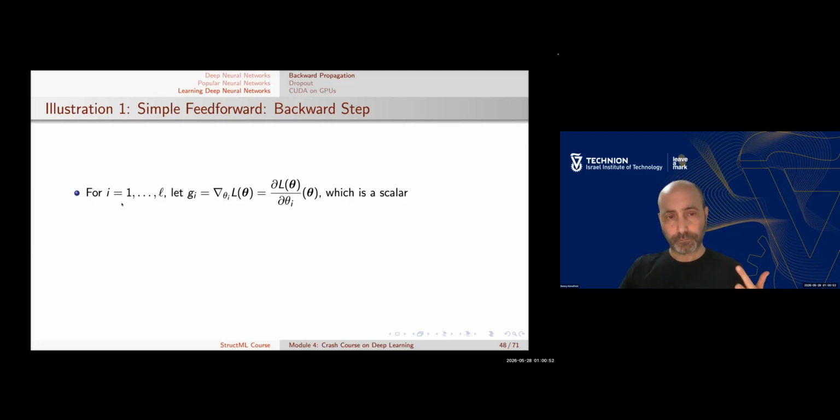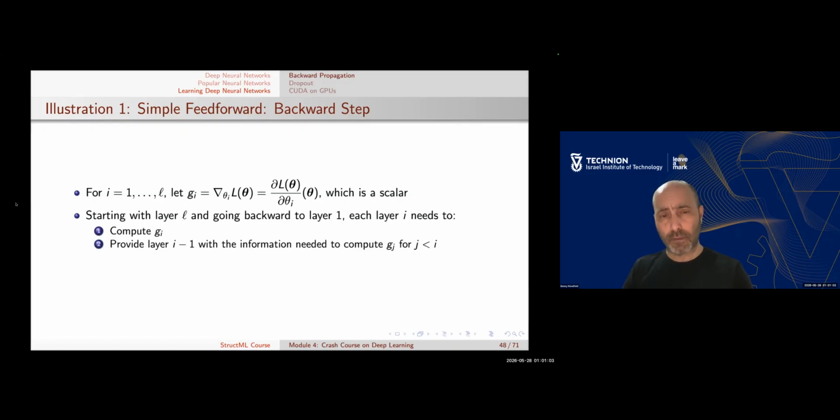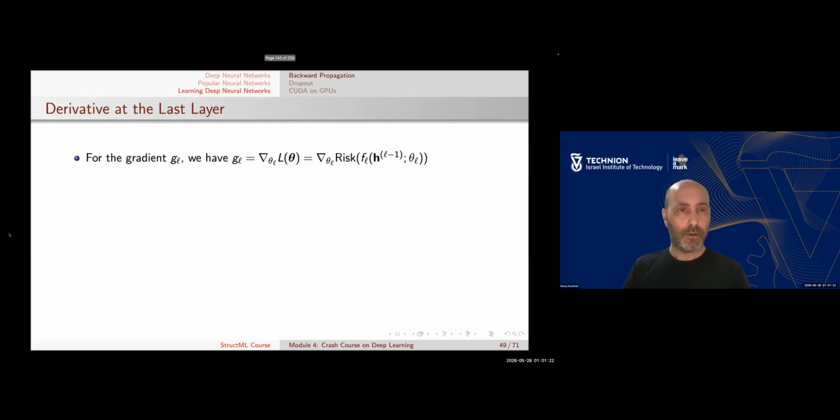And for every i, we have the gradient g_i, which is the gradient of theta_i on the loss, which we also mark this way, and this is a scalar. Every layer i, starting from L and going all the way to layer 1, is going to compute g_i and provide the layer i minus 1 with the information that it needs to compute g_j, for j smaller than i. That's all. That's what we said earlier.